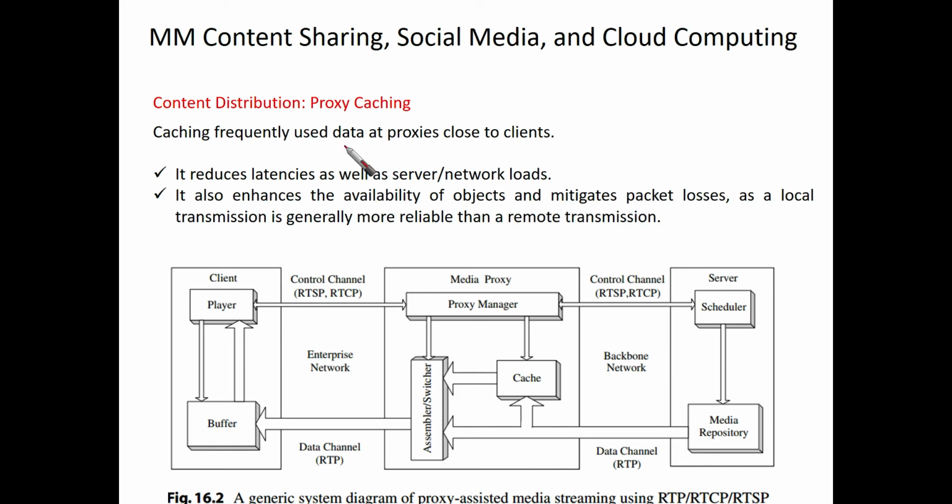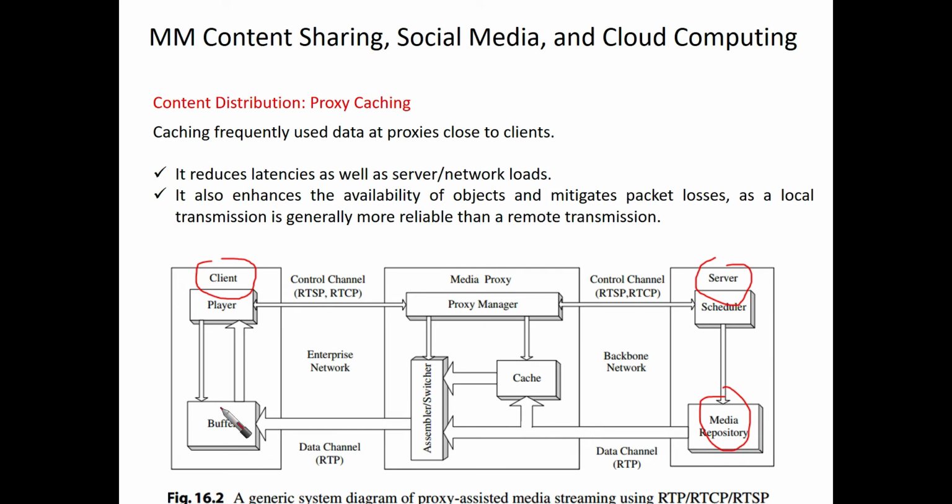So let's start with content distribution, and the concept is basically proxy caching. Now, what is proxy caching? Proxy caching is caching frequently used data at proxies close to the clients. Think about it like this: this is a client and this is our server. The client likes to consume data from this server. The server has a media repository, and we like to consume the service.